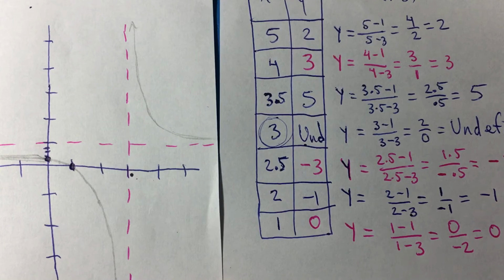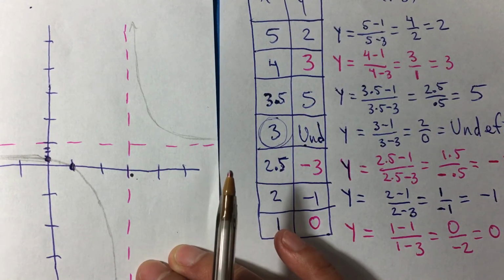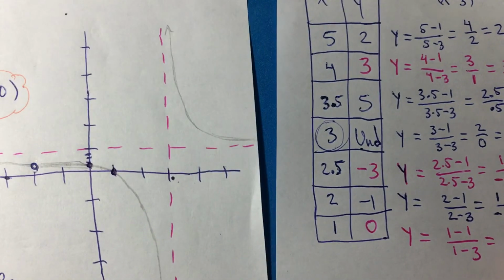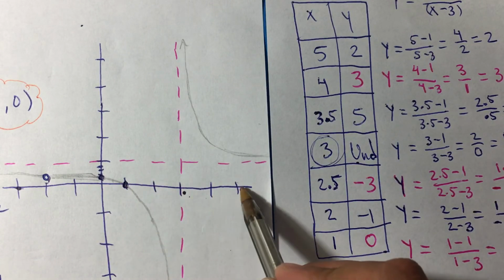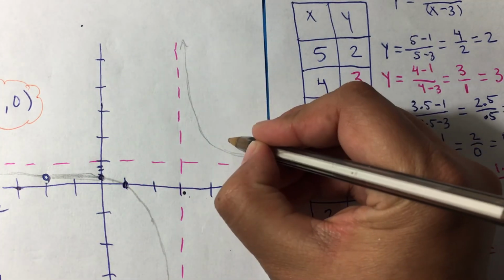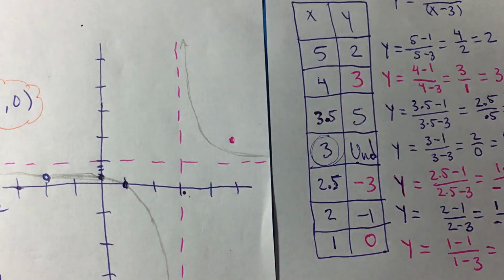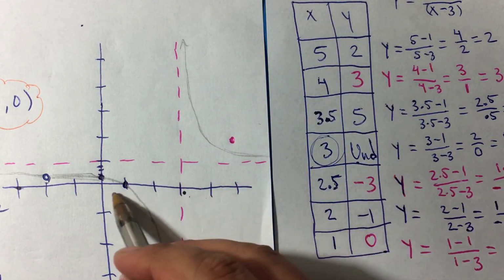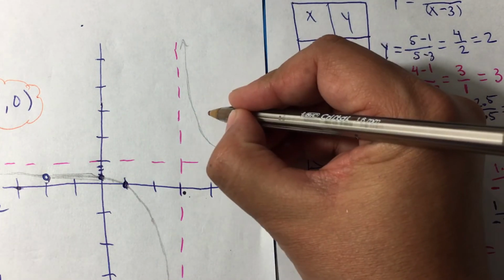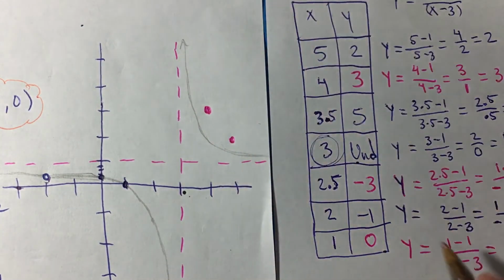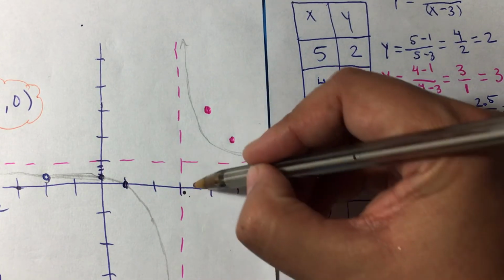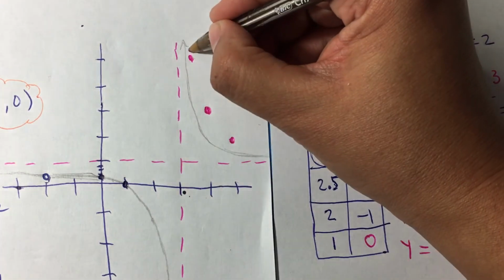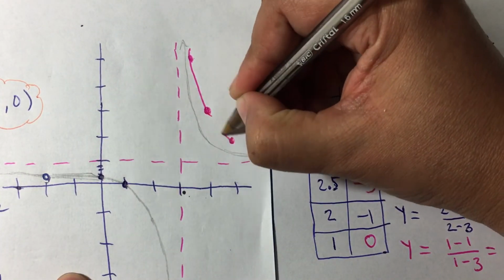Okay? And now we're ready to locate those points in our graph and see how close we were. So 5, 2. 1, 2, 3, 4, 5. 1, 2. Right there. For the next one is 4, 3. So 4, 3 is right there. 3.5, 5 is right there. We were close, but not close enough.